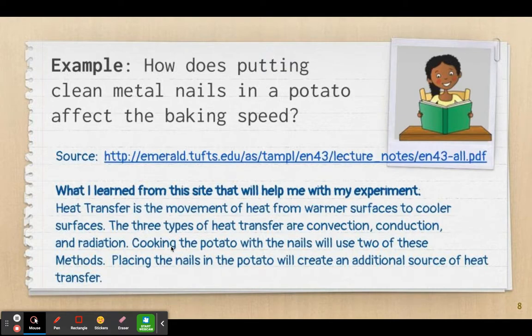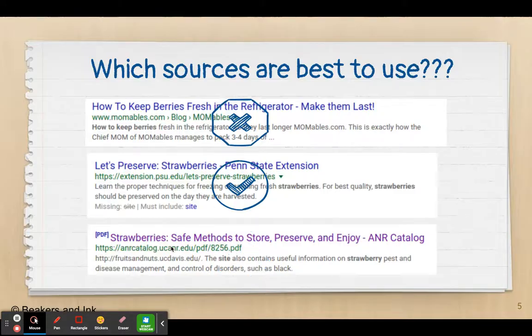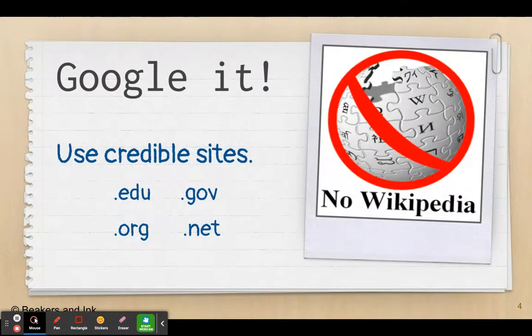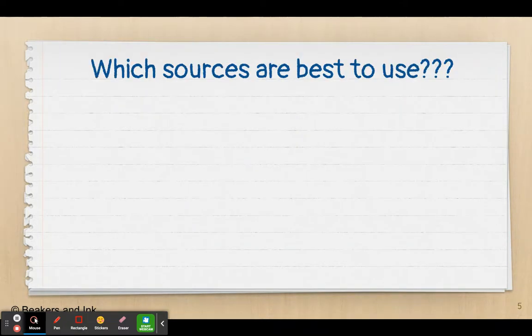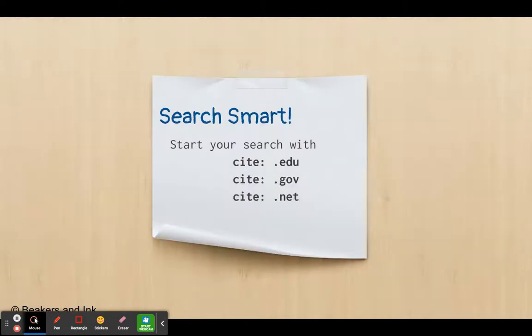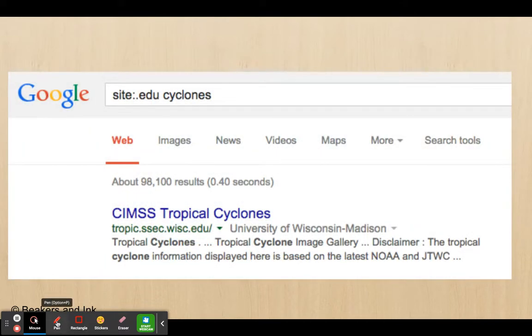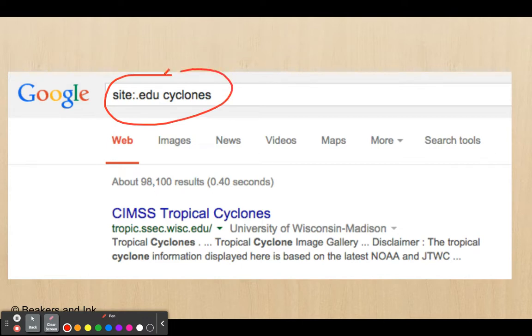So, when you are looking at doing some research for your experiment, you really need to make sure that you are using these credible sites: .edu, .gov, .org, and .net. Again, to really narrow down your sources, I'm sorry I'm going through these sites pretty fast, but it's important for you to look at narrowing down your searches by going to site:.edu or .net, .gov, .org and type in the topic of your science fair experiment.